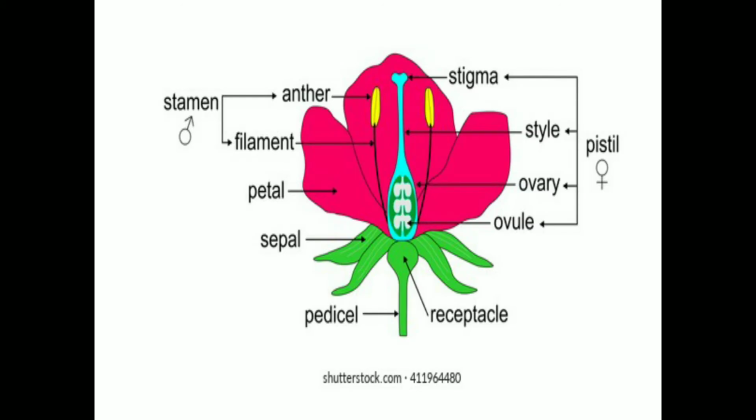This is the structure of a flower. Here, stigma, style, ovary, and the ovary having ovules. This is collectively called the female part, or pistil. Yellowish colored anther, which is connected to the filament, is collectively called a stamen. Red colored petals, then green colored sepals, then this broad portion is called the receptacle and pedicel.